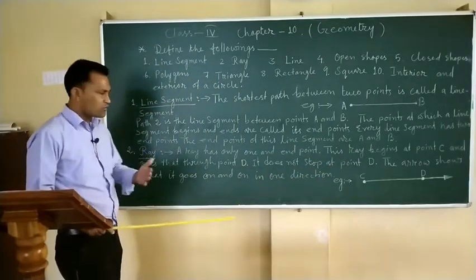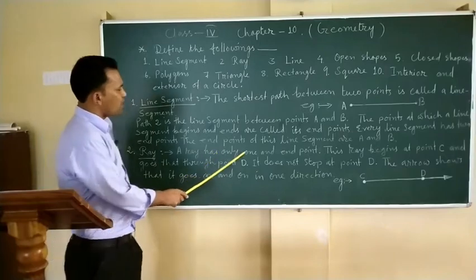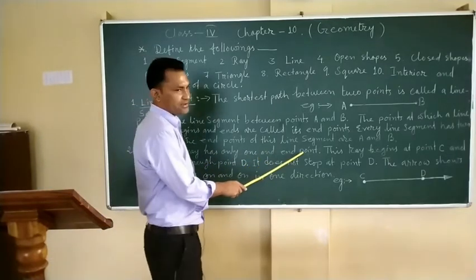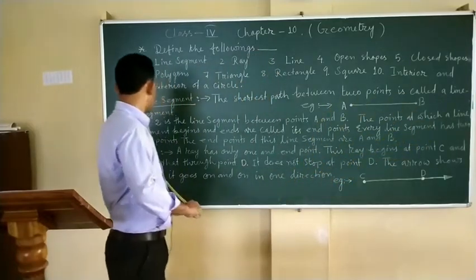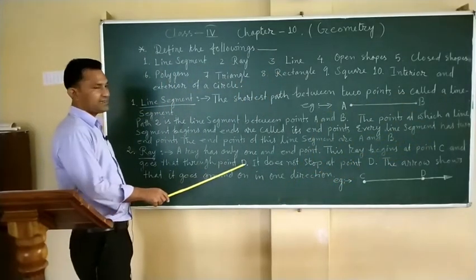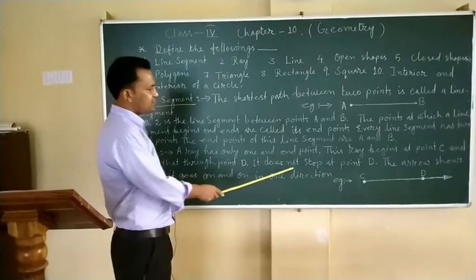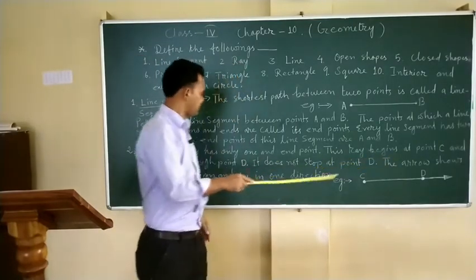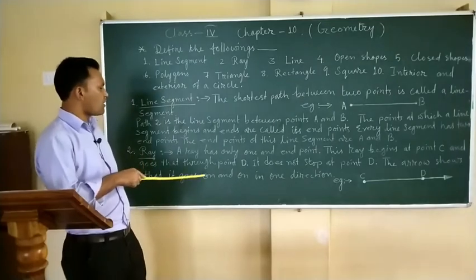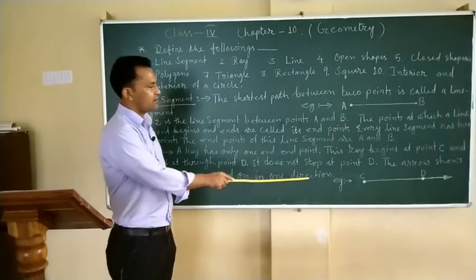So let me repeat once more. A ray has only one end point. This ray begins at point C and goes through point D. It does not stop at point D. The arrow shows that it goes on and on in one direction.